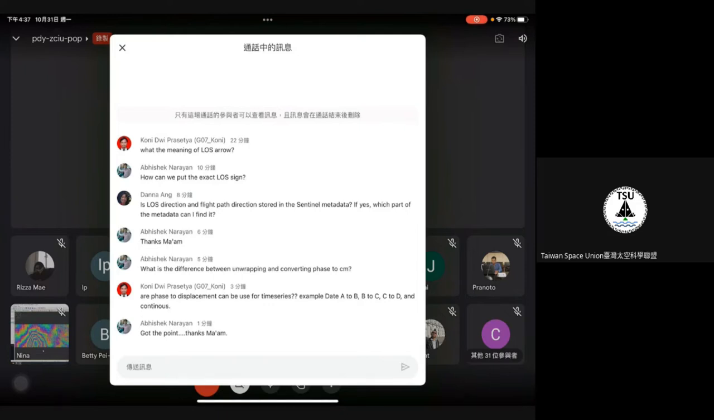Can phase to displacement be used for time series, for example? Yes, exactly. You mean the function in Snap, right? Well, no, because Snap here only deals with individual pairs. Of course, you can do individual pairs and convert them from phase to displacement individually, and finally output this data and do the time series processing by yourself. But the phase to displacement is just a very simple function. It usually only deals with individual interferograms, and time series analysis is a totally different field.